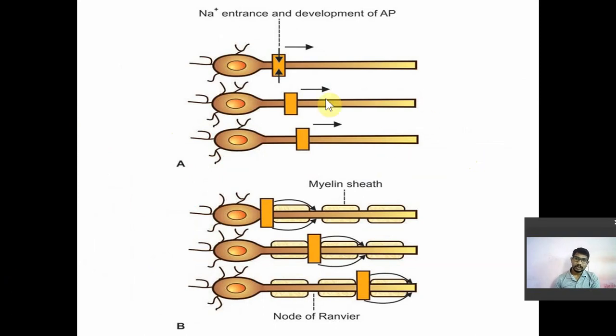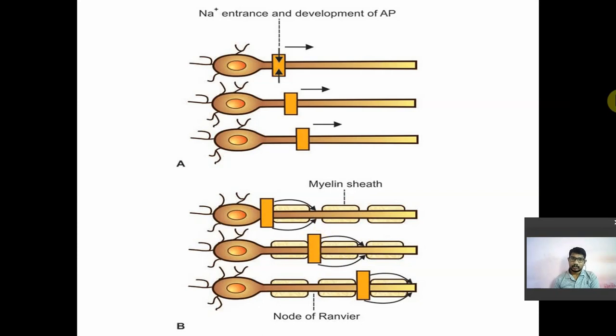This is a demyelinated neuron. In a demyelinated neuron, there is entry of sodium inside the cell and development of action potential. When there is entry of sodium into the cell, the action potential will be developed, or the nerve impulse will be generated and conducted. And in case of myelin sheath, whatever nodes are present, okay.